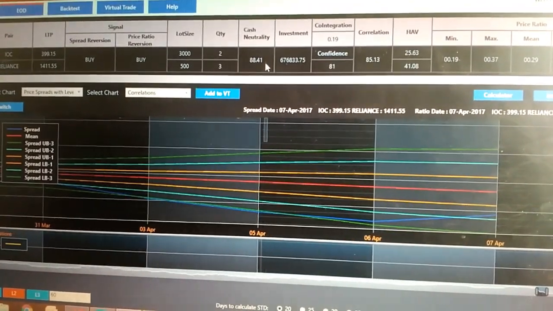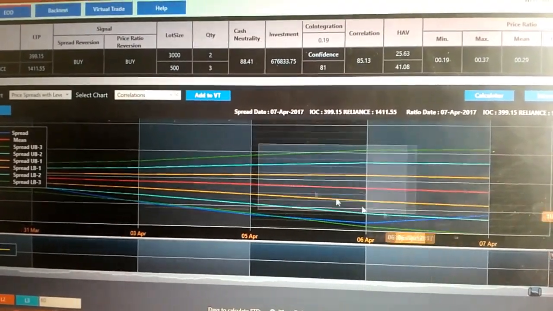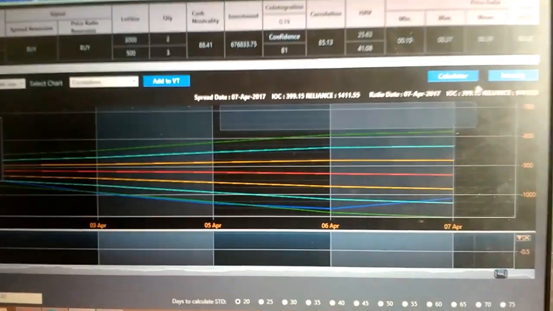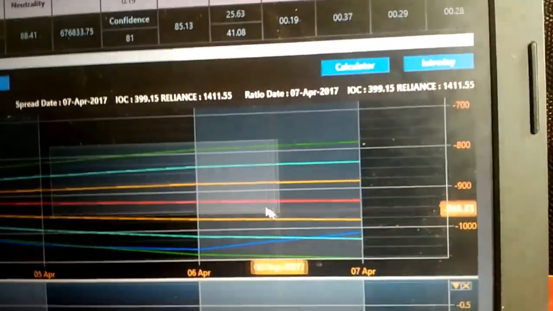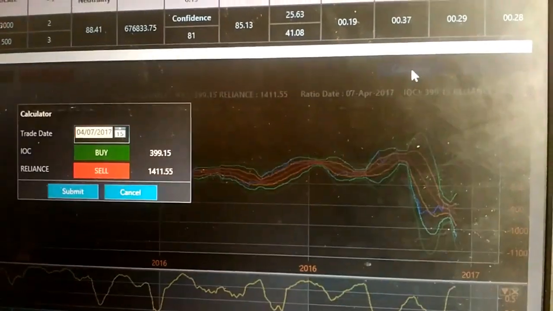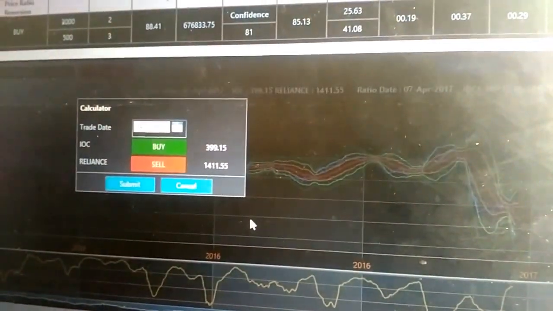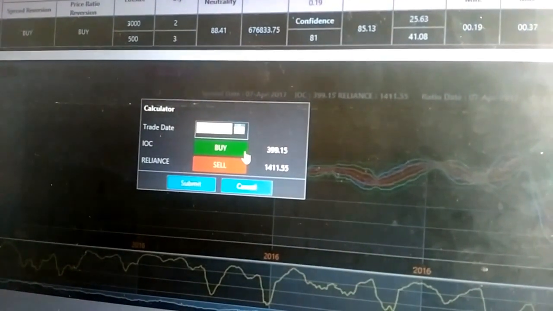And we have cash neutrality, the investment, co-integration and confidence. So by 9:30, this is our calculator. Calculator will start functioning. Okay. Before entering the trade, it is always better you just click on the calculator and see how the trade is moving. If you have any confusion whether to buy or sell, you can confirm from here.